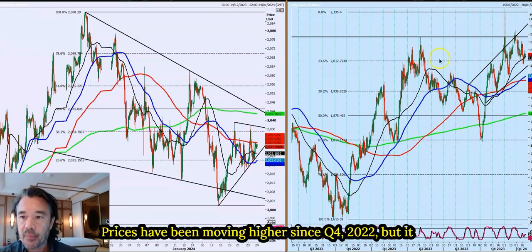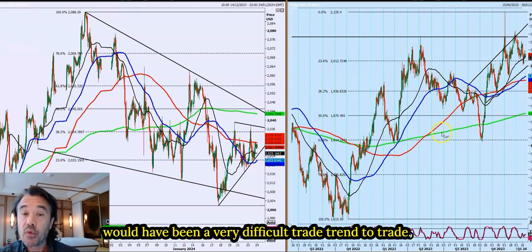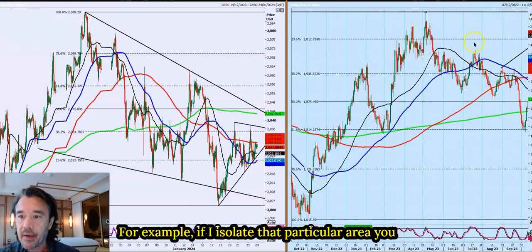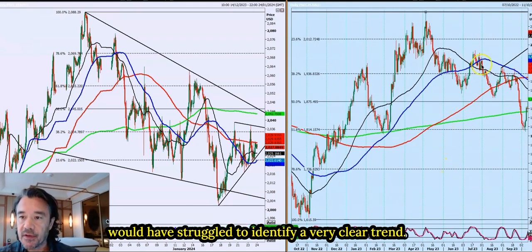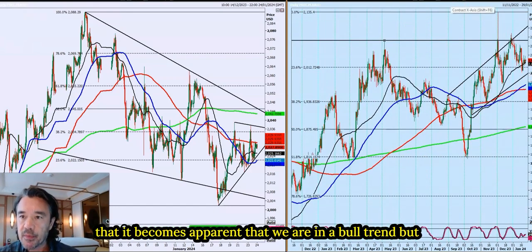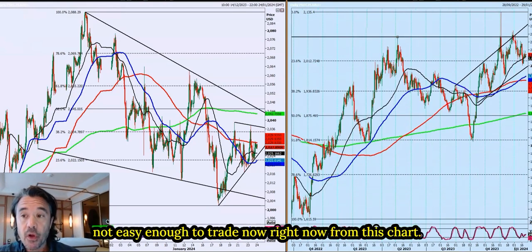Yes, we're in a bull trend. Prices have been moving higher since Q4 2022, but it would have been a very difficult trend to trade. For example, if I isolate that particular area, you would have struggled to identify a very clear trend. It's really only when we include the last 4 months that it becomes apparent that we are in a bull trend, but not easy enough to trade.